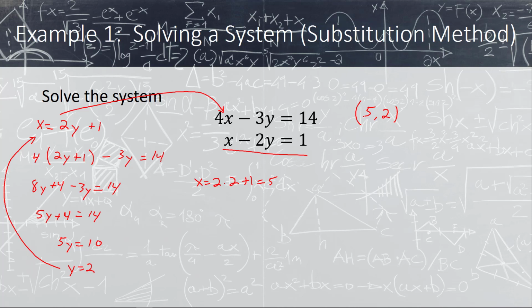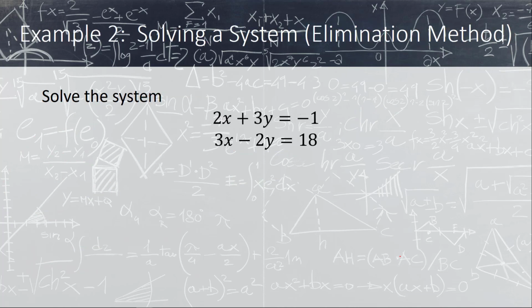Okay, well, how does the elimination method work? Once again, what we want to do is transform these equations so that we come up with an equivalent equation with only one of these two variables. So what we can do is multiply this equation by 2 and this equation by 3. This would be one transformation. And if we did, we would have 4x plus 6y is equal to minus 2.